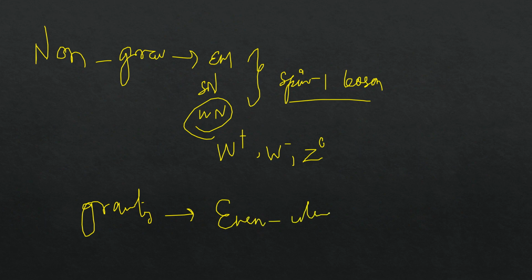Even integer spin particle. We call this particle the graviton. It doesn't have spin one. It has spin two, right? So the graviton spin is two.